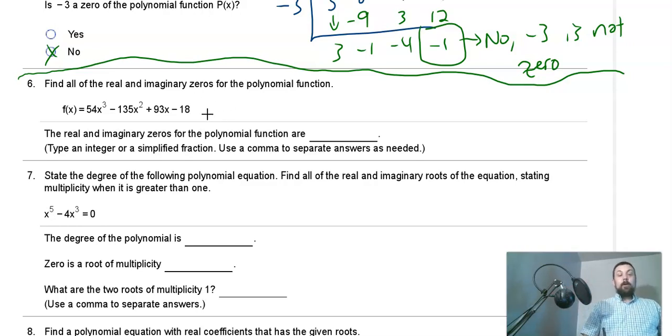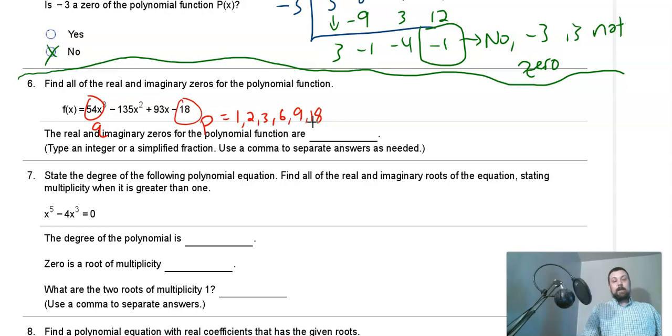All right, so to develop our list of guesses, we have to look for values of p, which come from the constant term, and values of q, which come from the leading coefficient. They have to be factors of these numbers. So p has to be a factor of 18, and the factors of 18 are 1, 2, 3, 4 doesn't work, 5 doesn't work, 6, 9, and 18.